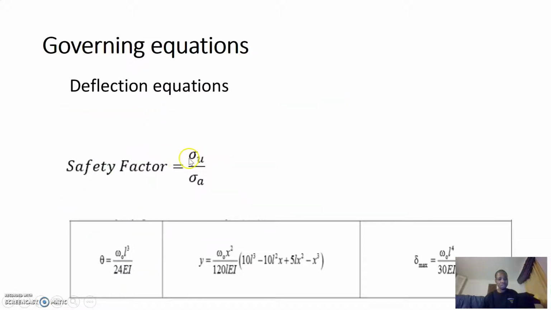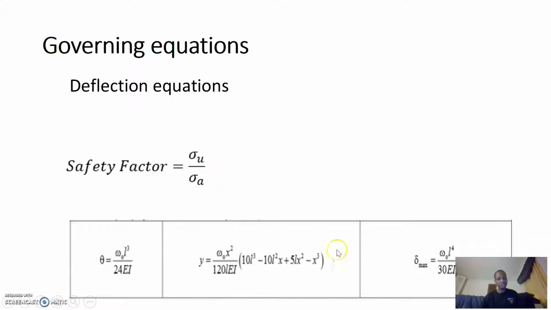This equation is the safety factor equation. It is very important in engineering, as we do not want our system to fail. So in that case, we need to have a safety factor, or factor of safety, in order to make sure that the material works in a safe environment.